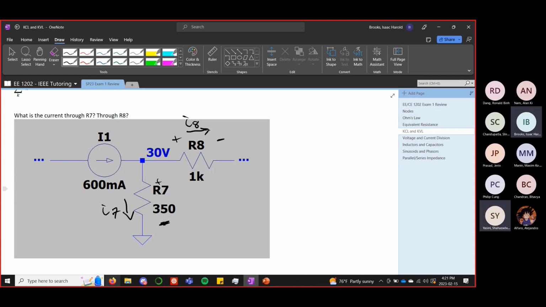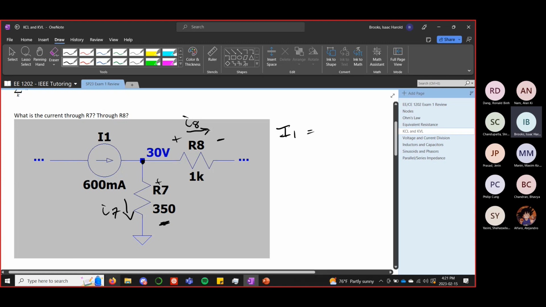So we know from KCL that I1 is coming into this node, and I7 and I8 are leaving. So we can say I1 equals I7 plus I8, okay? So that's the KCL equation for this node. Now, how are we going to solve this? Well, we know that I1 is equal to 600 milliamps. How do we get I7? Then we know how to get I7.